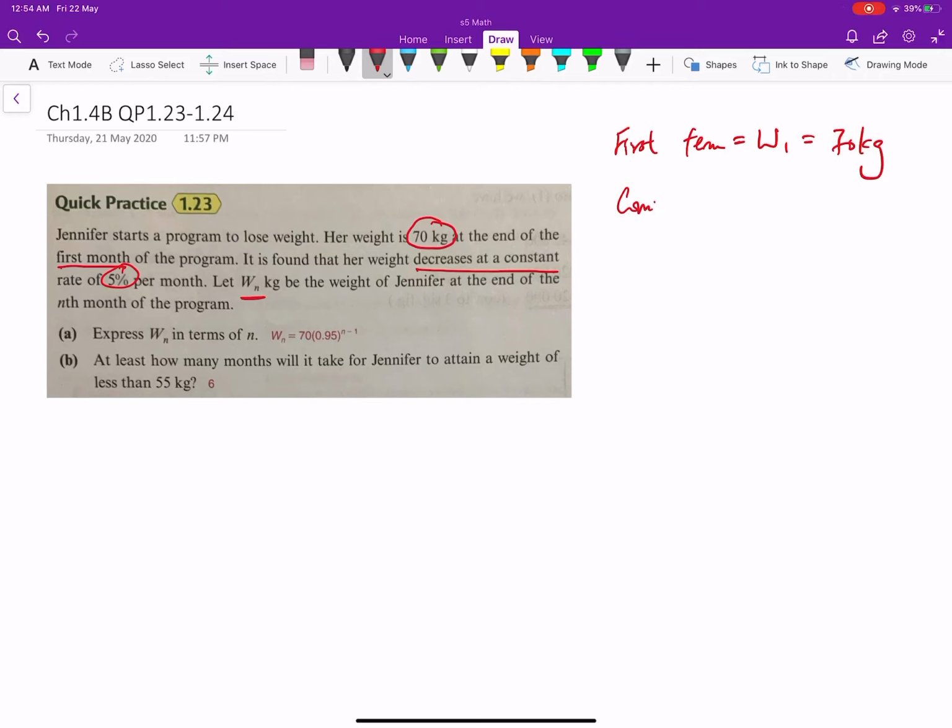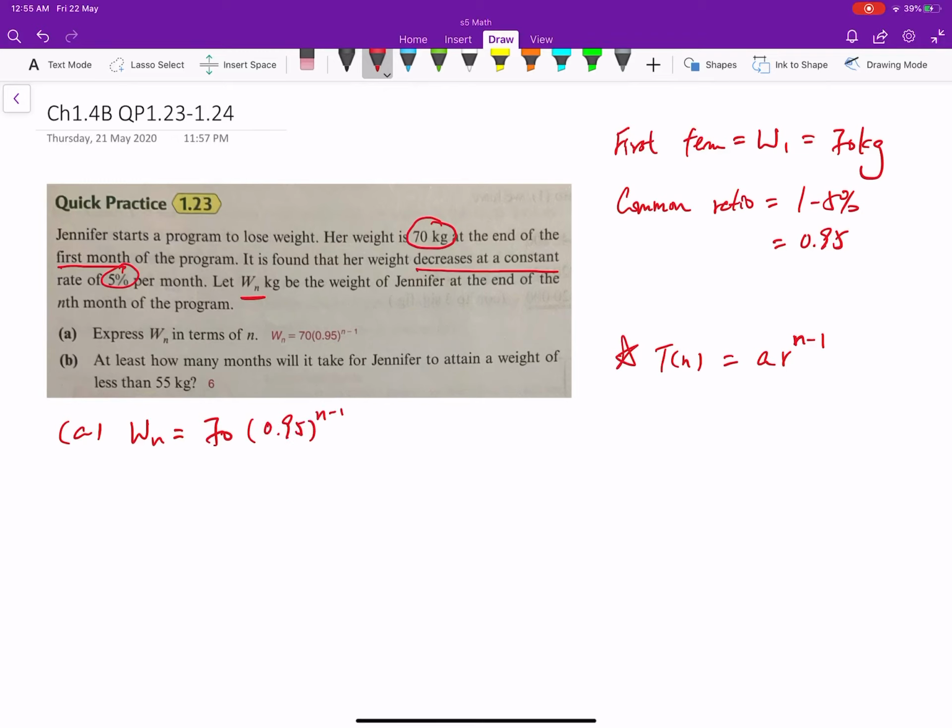And what is the common ratio? Now it decreases, so 1 minus 5%, right? So easily we can get 0.95. So actually this question is easier because you already have the first term and the common ratio. Okay, so for part A we can directly get Wn. So you use the formula, let me remind you, Tn equals a r to the power n minus 1. So it should be this one. Okay, let's just get the answers directly.